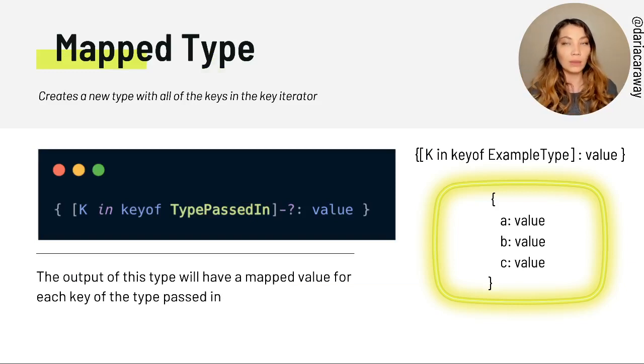So I think of mapped types similar to mapping over objects or arrays, but basically it'll return a new type with all of the keys in the key iterator mapped to some sort of value that gets decided later on in the type. So here we're going to map over all of the keys in the type passed in, and we'll be assigning a value later on in the type. So if our type being passed in had the keys A, B, and C, we're going to map those keys to a new type and give them a type value.